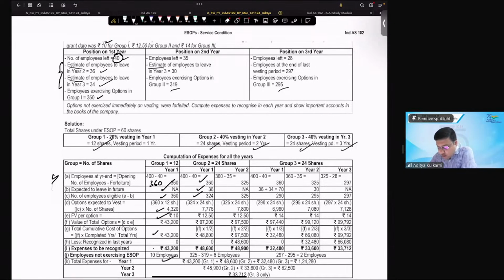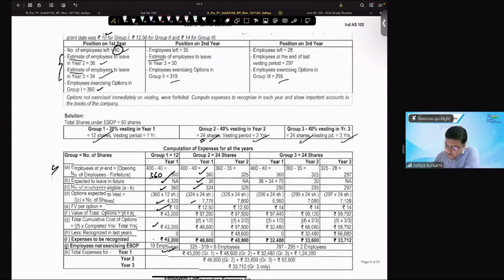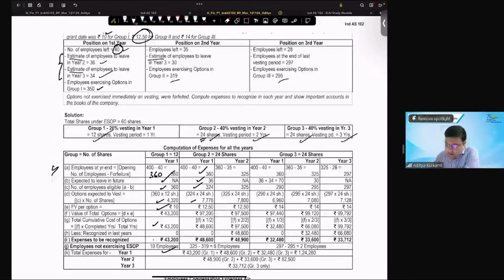So if 324 employees are eligible, each employee gets 24 shares. So 324 into 24, 7,776 options. So far, is it clear? Yes, sir. Perfect. Multiplied by fair value. Fair value is 12.5. So 12.5 से multiply किया, 97,200.